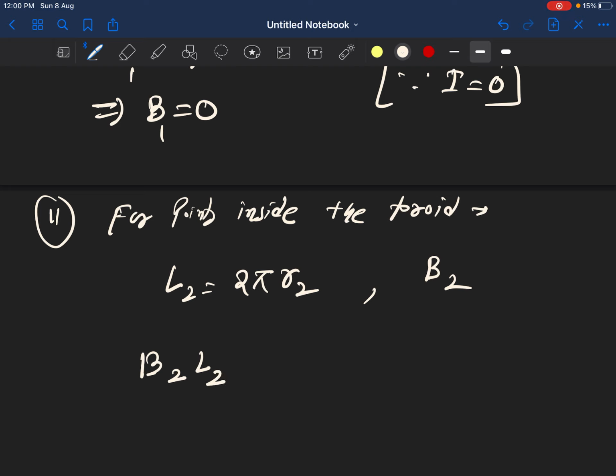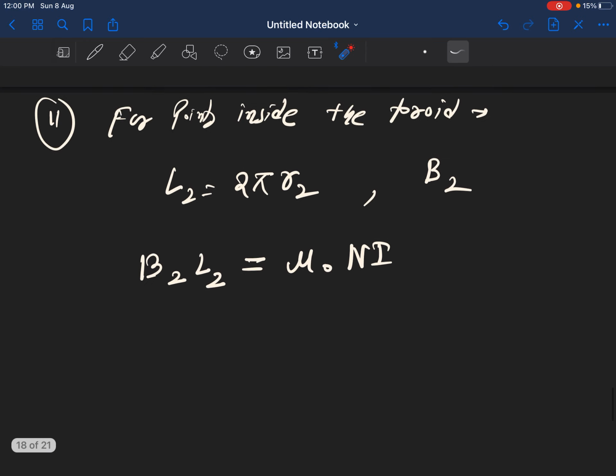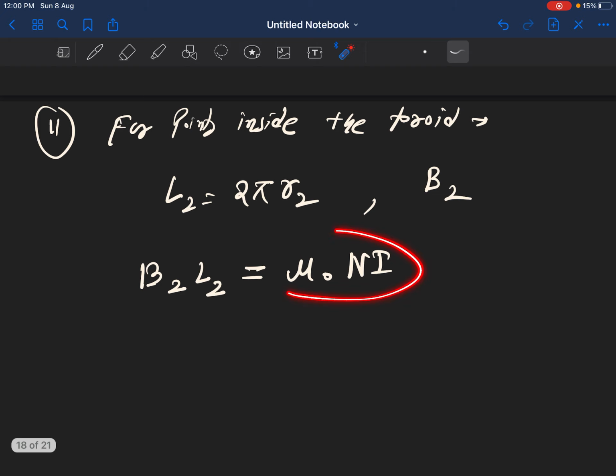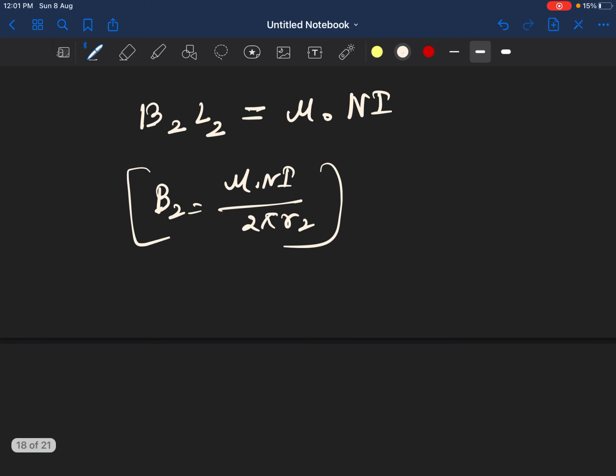Okay, mu naught into Ni. So why I have written Ni here? Because suppose N is the total number of turns. এইখিনি লগে যদি total number of turns তোমার কিমান থাকে, N থাকে, capital N, total number of turns, then you have to write like this, mu naught I into N. Now here from this equation you can calculate B2, means what? Mu naught Ni by twice pi R2. So this is the expression of the magnetic field for a point inside the toroid.